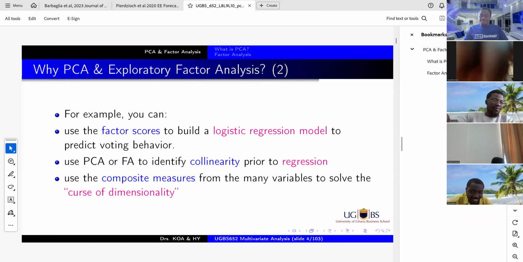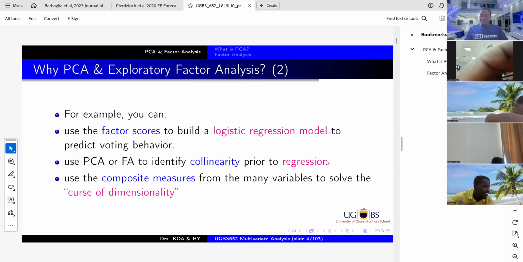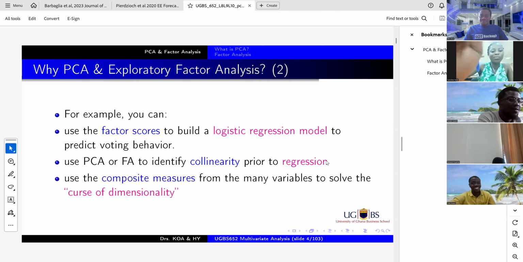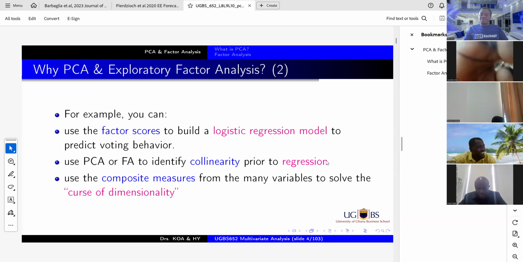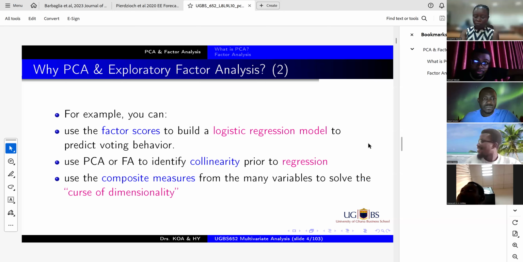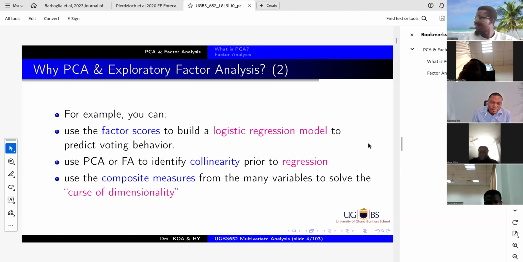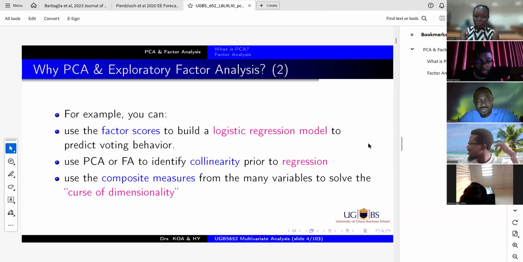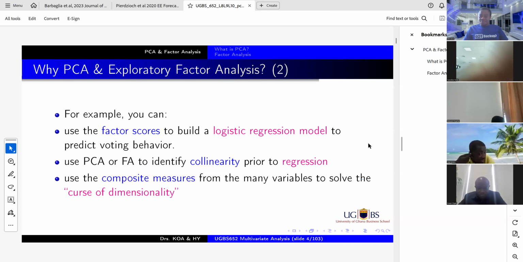Mercy, go ahead. So, Doc, from my little knowledge, when you're analyzing data with many or varying variables, it becomes complex. So that's one of the curse of dimensionality. Okay, you said something.